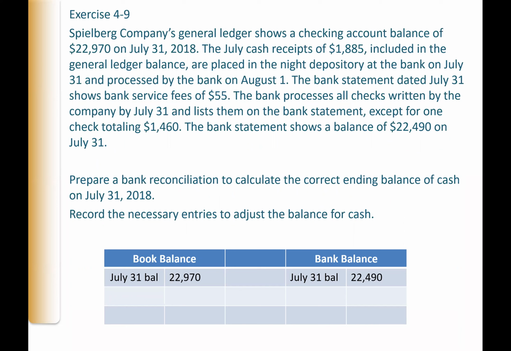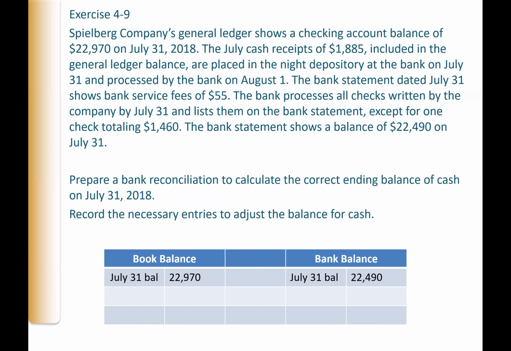Okay, so guys, the Spielberg Company's general ledger shows a checking account balance of $22,970 on July 31st. The July cash receipts of $1,885 included in the general ledger are placed in the night depository at the bank on July 31st and processed on August 1st, which means they didn't clear the bank.